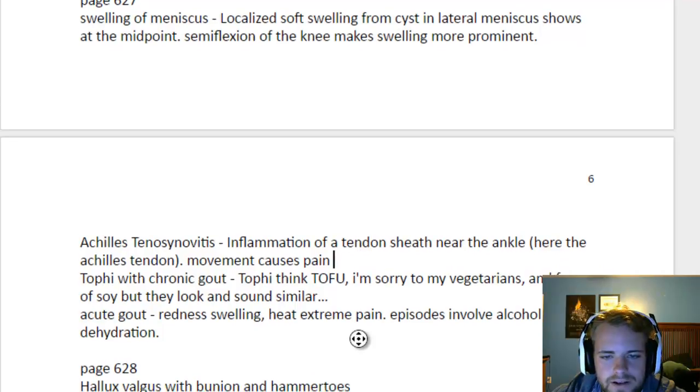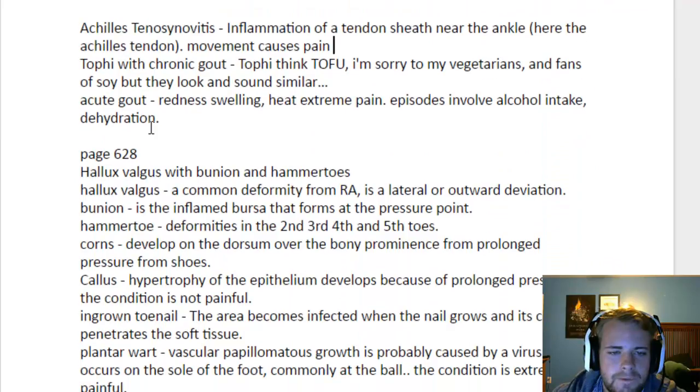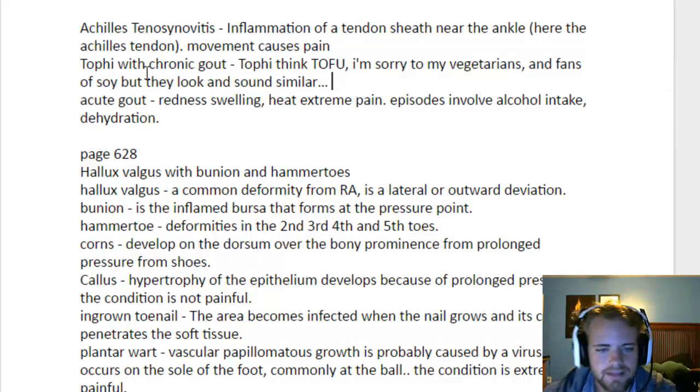So tophi with gout. Tophi like tofu. I'm sorry to my vegetarian friends and fans of soy, but they look and sound similar. Tophi with chronic gout of the big toe. You can see this on 627. It's like tofu, or like a weird looking wart with asymmetric borders. It causes pain.